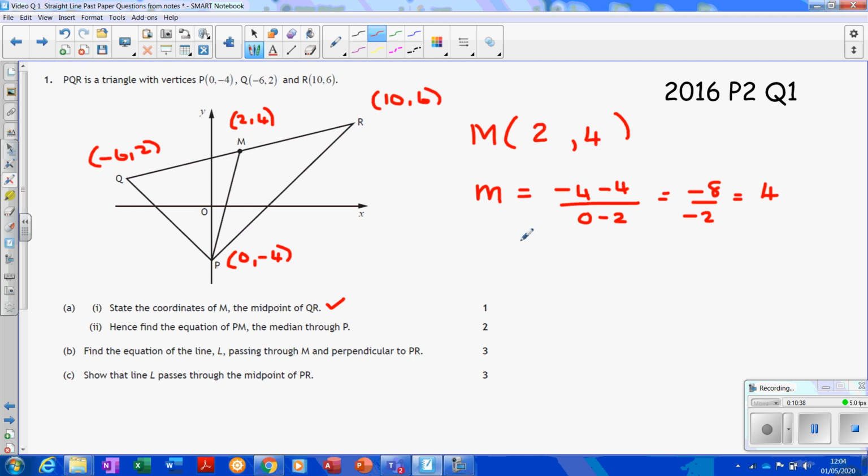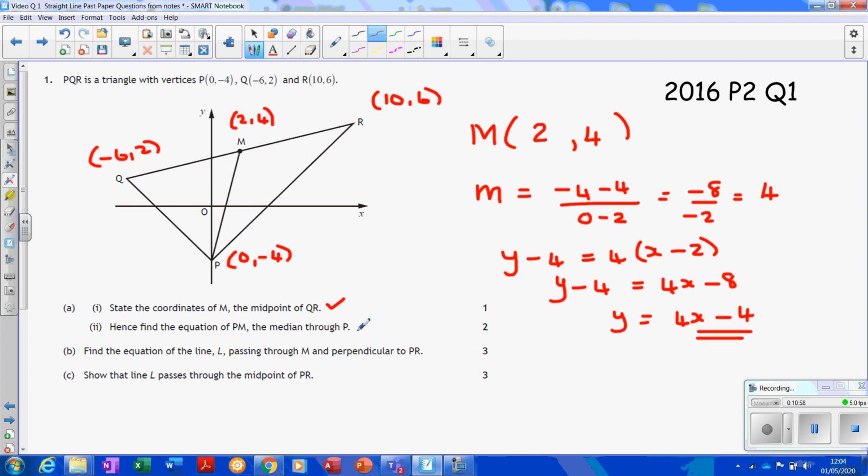A is 2, B is 4. So y minus b is y minus 4, is equal to m times x minus a. So therefore y minus 4 is equal to 4x minus 8. Add 4 onto both sides, so y is equal to 4x minus 4. And that's the equation of your median through P.